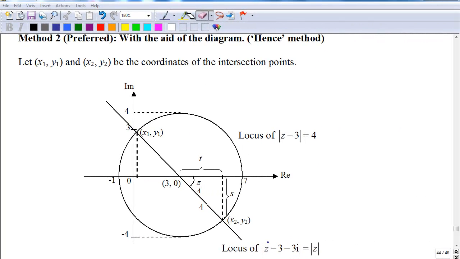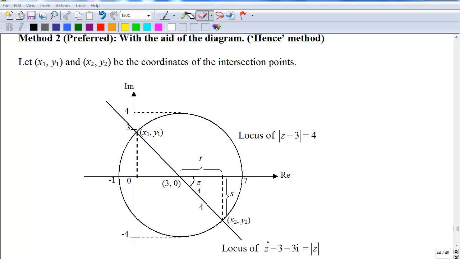Now let's take a look at a second method to solve this question. Now the hence method, or the method that uses geometrical results of your diagram, is quite often the shorter and the more efficient way to get your answer.